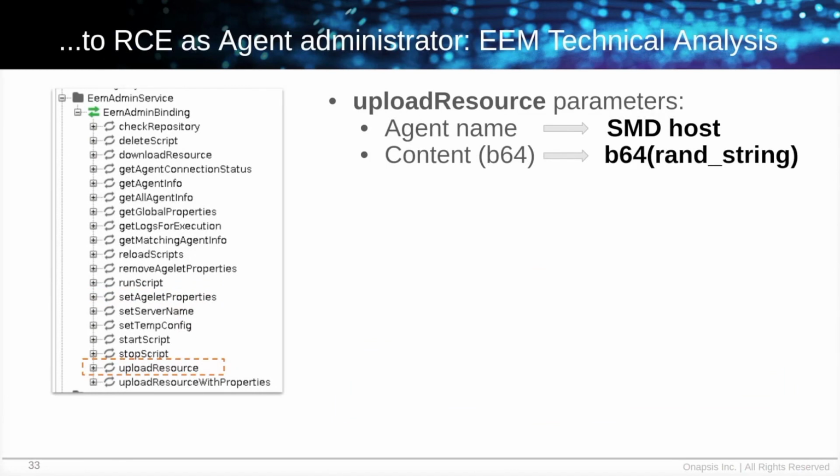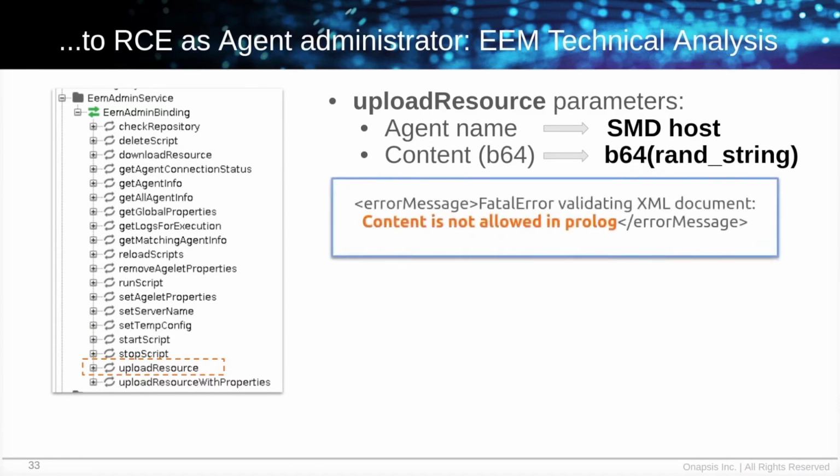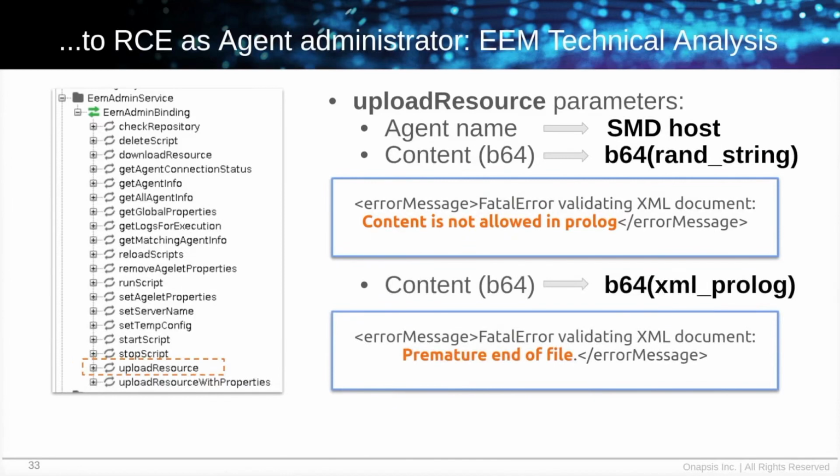The content was B64 encoded, that was not an issue, so we just encoded some random string, and the error was really interesting. It was a really common error from XML parsers. So at this point we realized that maybe we are dealing with an XML protocol script. So we tried the B64 encoding of just the XML prolog, and the answer was really good also. The XML parser was expecting more information, but it found the end of the file.